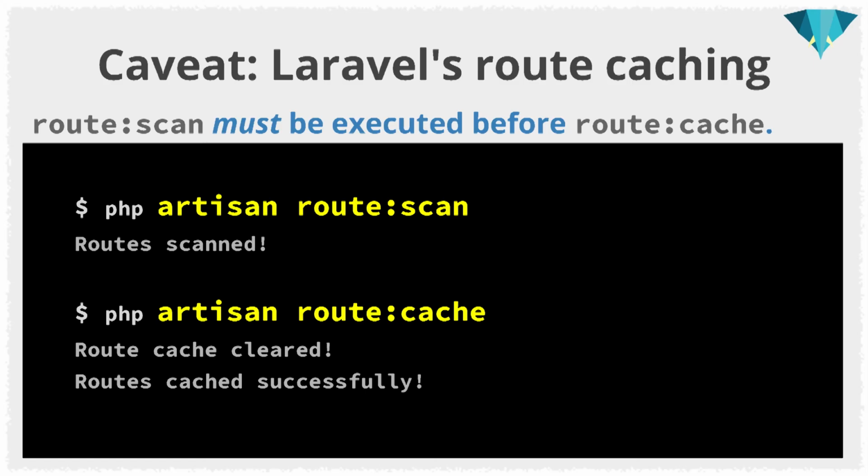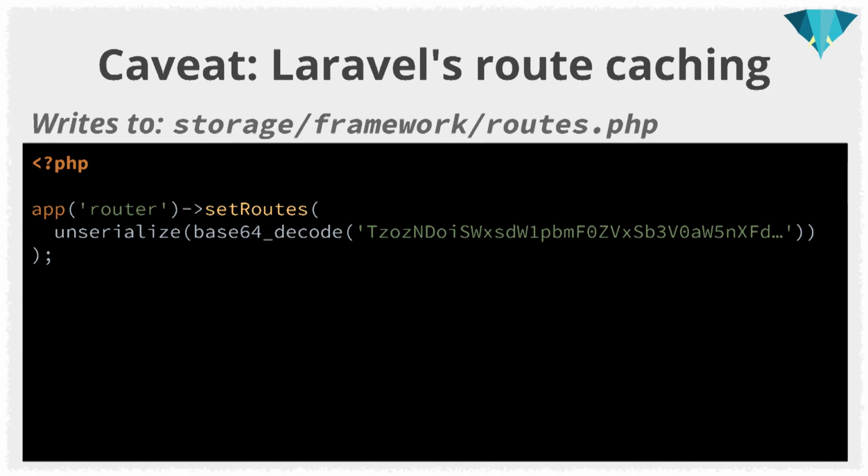Because otherwise, once I create my cached routes file, that will be used instead of the routes file that we have in the base directory. And so it can be a little bit tricky. The caching mechanism used by Laravel is to base 64 encode all of the routes and then serialize them. So here we see the output, and this is faster than reading in the routes file. This is a file called routes, which lives in storage/framework.